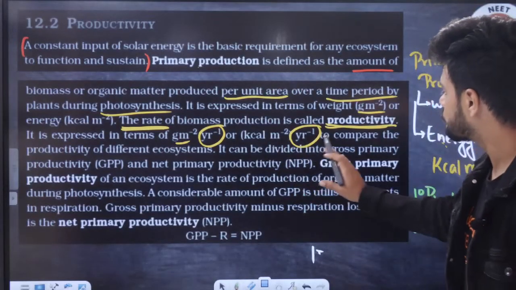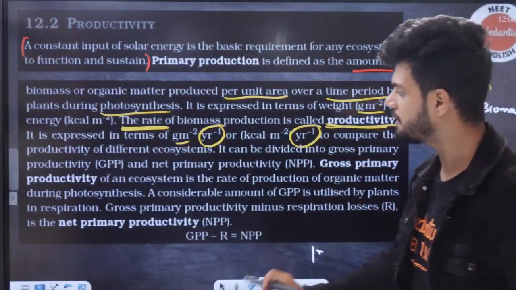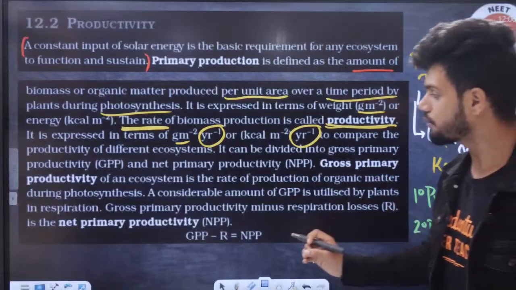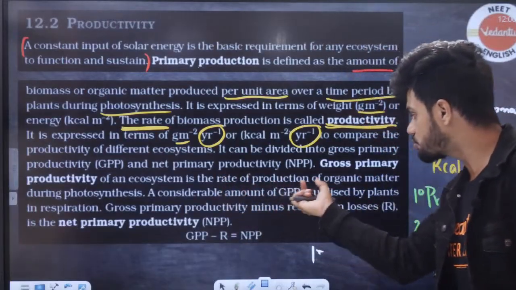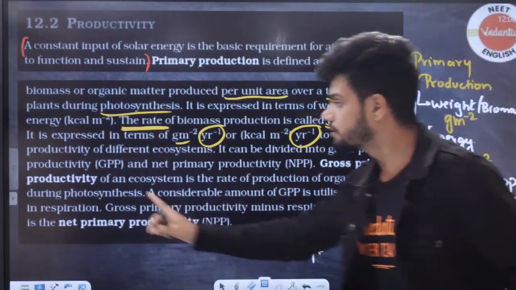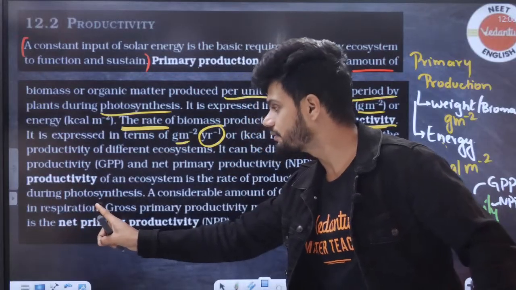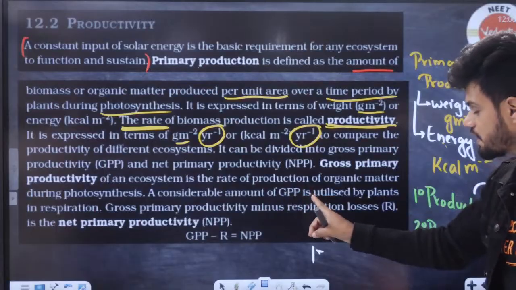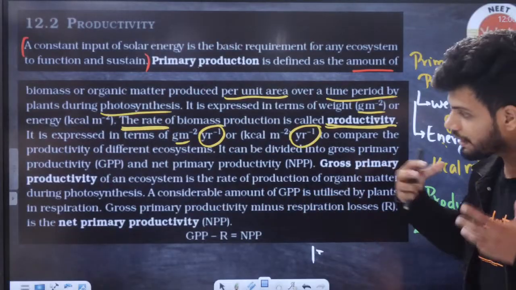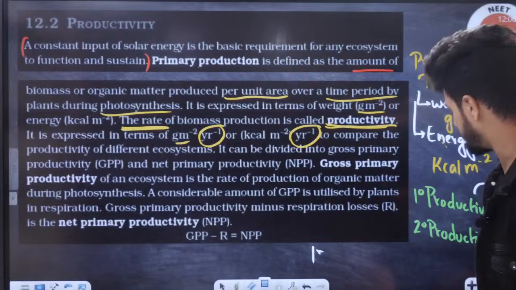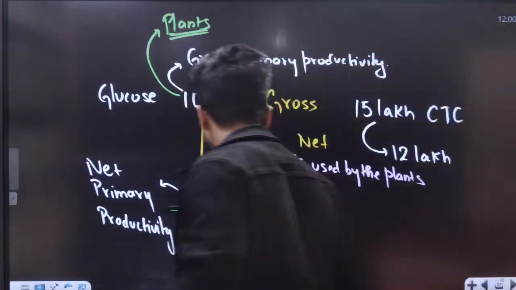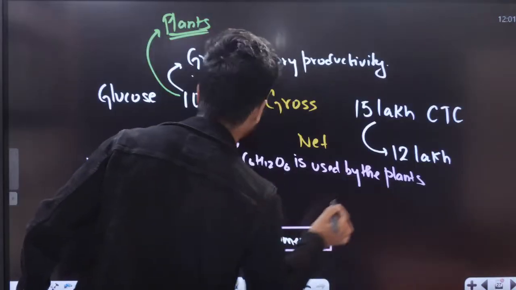It can be divided into gross primary productivity, GPP, and net primary productivity, NPP. Gross primary productivity of an ecosystem is the rate of production of organic matter during photosynthesis. That is gross. A considerable amount of GPP is utilized by the plants. I told you here, 90% is used by the plants. This usage is called respiration loss.